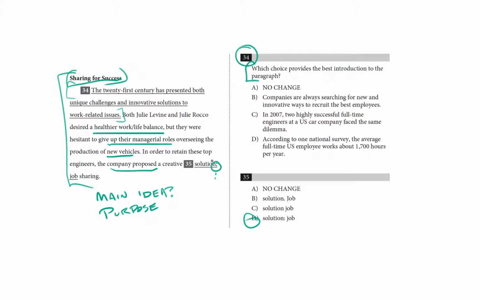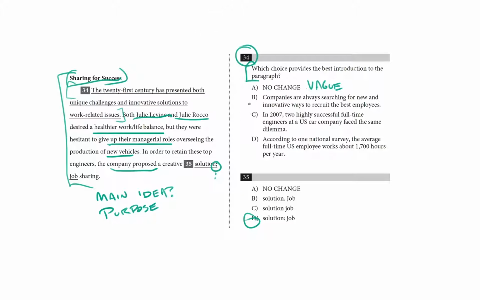Let's take a look at the choices. Choice A: the 21st century has presented both unique challenges and innovative solutions to work-related issues. That's true. That feels a little vague to me. And maybe this is our best answer, but right now it feels a little non-specific. It doesn't introduce Julie Levine and Julie Rocco. Who are these women? What do they do for a living? We're looking for a sentence that brings their problem to the fore and introduces who they are and the kind of work that they do.